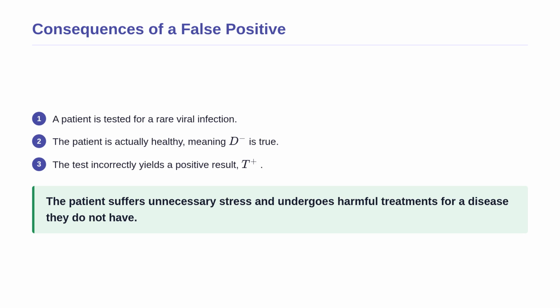Let us see the real-world impact of this conditional probability. Imagine a patient comes into a clinic to be tested for a rare viral infection. The patient is actually completely healthy, meaning the condition D- is true. However, the test incorrectly yields a positive result, T+. The test has incorrectly rejected the null hypothesis of health, alarming the patient with a false positive result.